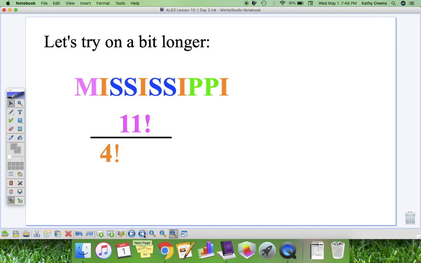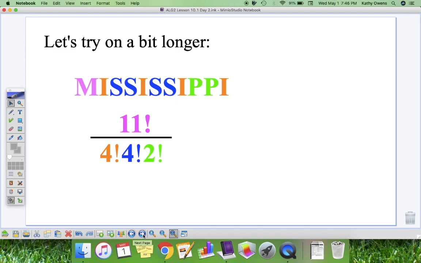We see S is in that word 4 times. So 4 factorial goes in the denominator also. This blue factorial represents the S's. The number 4 says there are 4 S's. Lastly, we see the green letters, the P's. The green factorial represents the P's. The 2 tells us that there are 2 P's in Mississippi.